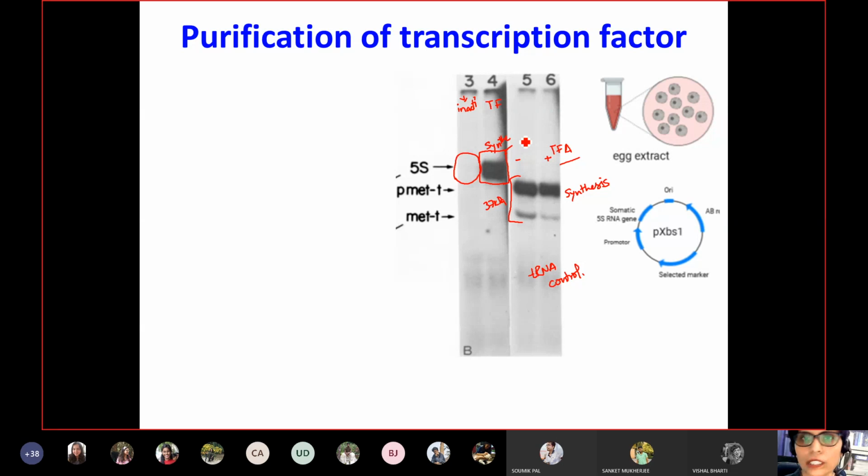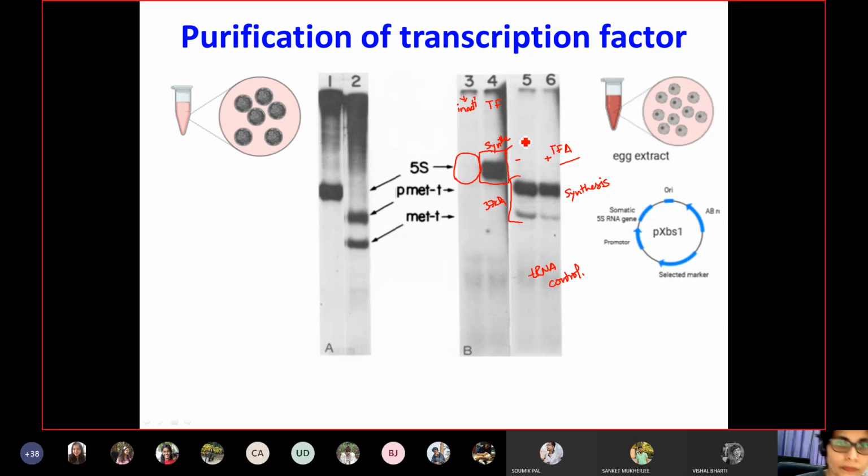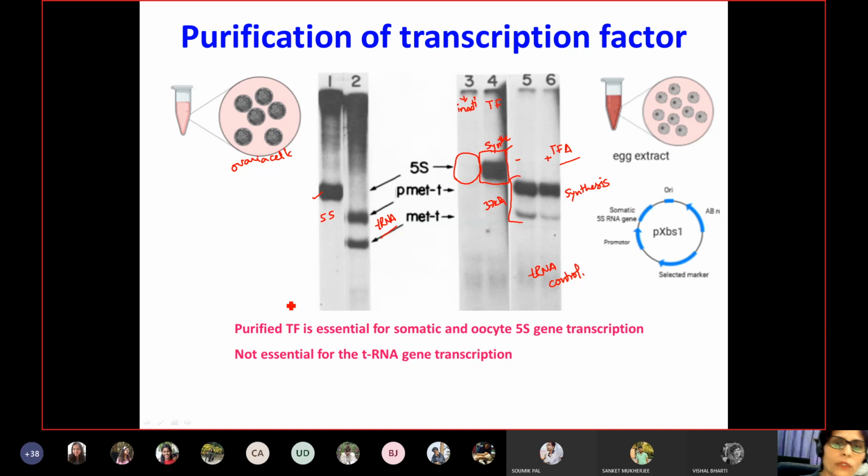So this is what they did in this assay. And as a control, they took earlier ovarian cells, and from there they already had this control so that they can see whether their experiments are running properly or not. So this is the 5S transcription and these are the tRNA transcription here. From this assay, they concluded that the purified transcription factor is essential for somatic and oocyte 5S gene transcription, and it is not essential for tRNA gene transcription. So this was their method.